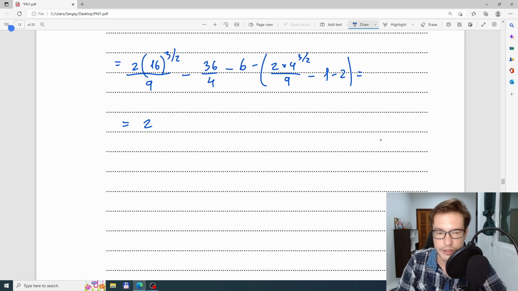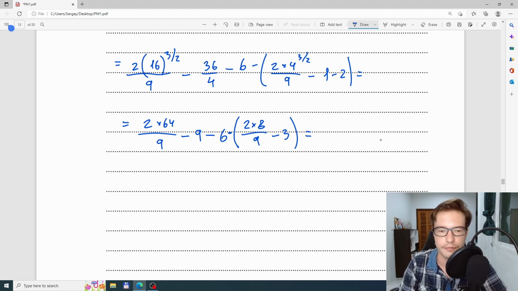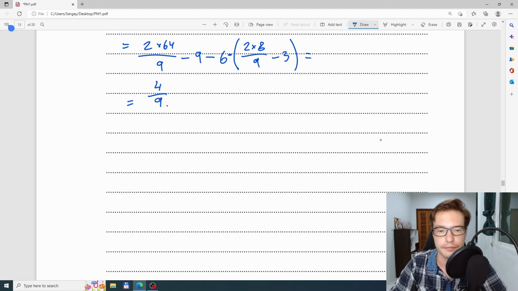Okay, so it gives us 2 times 64 over 9 minus 9 minus 6 in a bracket. Oh, don't forget the minus. We've got 2 times 8 over 9 minus 3. Okay, and that simplifies to 4 over 9, which is going to be the final answer. Let's move on to the next question.